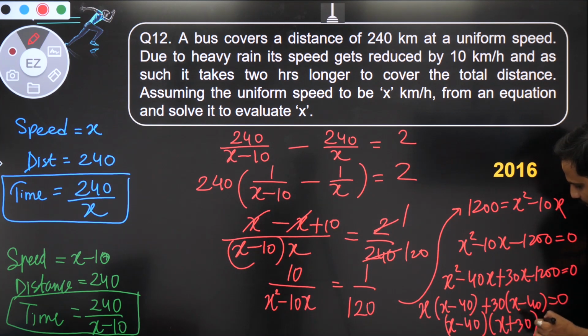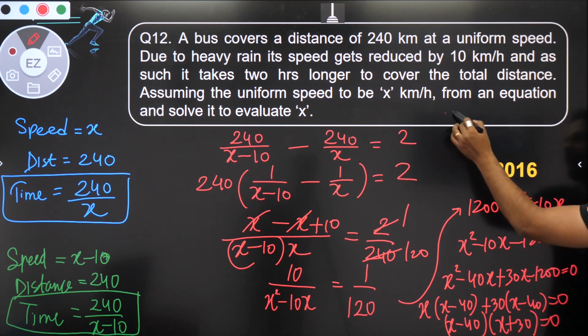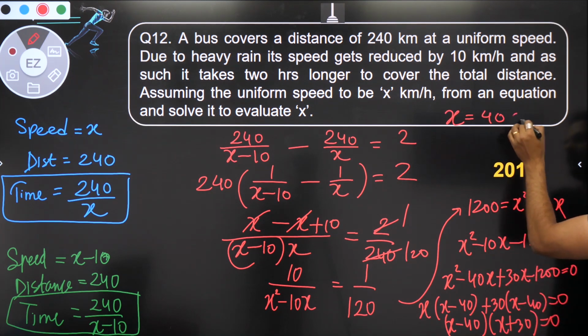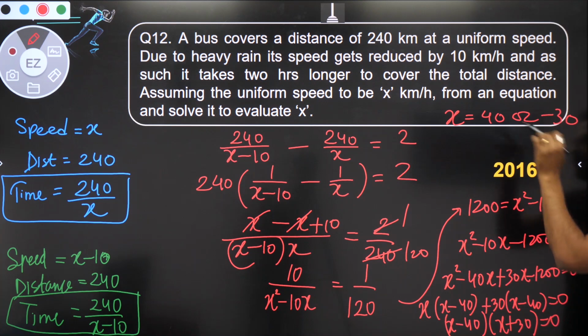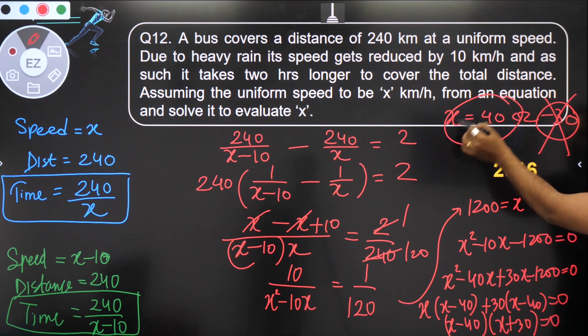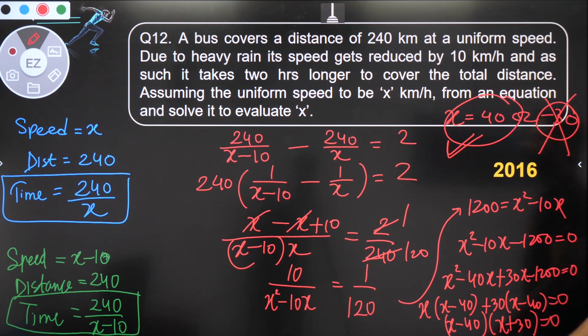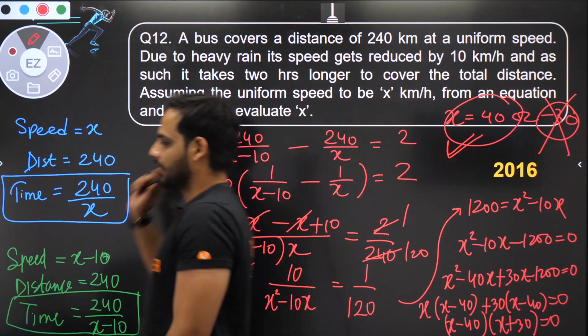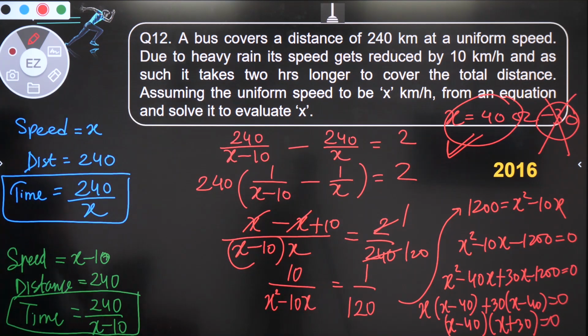So beta, from here you have got two solutions. One is x is either equal to 40 or minus 30. Now see, what is x, beta? X is speed. Speed cannot be negative, so this part got cancelled. x is equal to 40 is the correct answer. So the uniform speed is what, beta? The uniform speed is 40 km per hour.